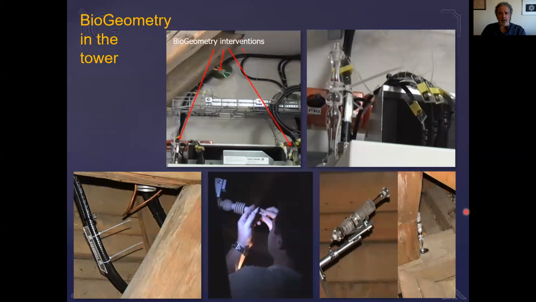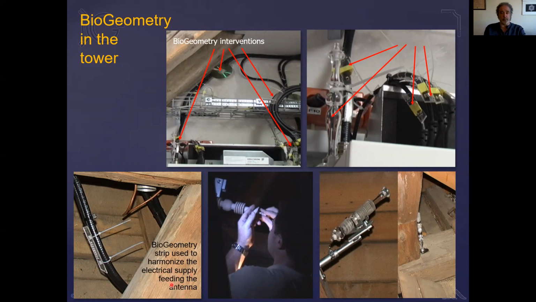But these are all examples of biogeometry interventions done in the tower. Okay, especially these strips, we'll be talking about them in detail a lot. They are used to harmonize the electrical supply feeding the antenna. Actually, those of you who by now have received the home kit, you will already see that you have strips like that in the home kit. And yes, you can use them to harmonize your electricity supply in your house as well as your water supply. But let's talk details later, okay?